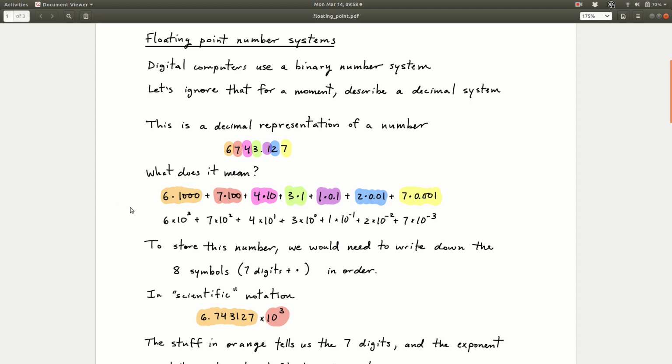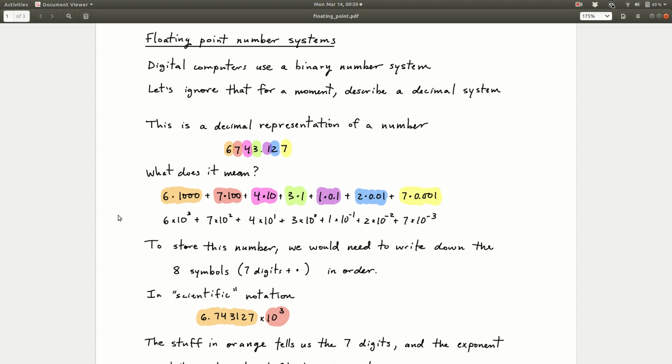And the reason it's called decimal, base 10, is that the things you multiply by are all powers of 10. So we do 6 times 10 to the 3, plus 7 times 10 to the 2, plus 4 times 10 to the 1, plus 3 times 10 to the 0, which is 1, plus 1 times 10 to the minus 1, which is 0.1, 2 times 10 to the minus 2, plus 7 times 10 to the minus 3. So all of these things represent the same number, 6,743.127.